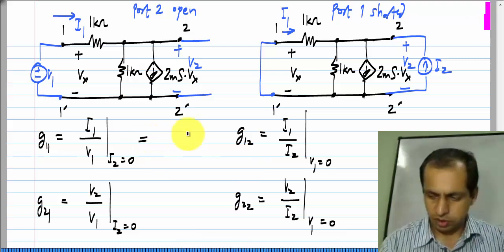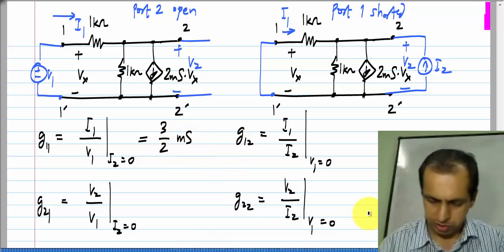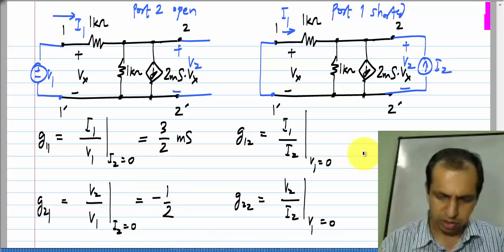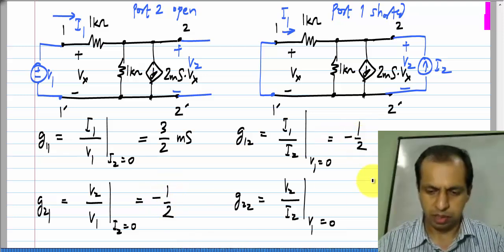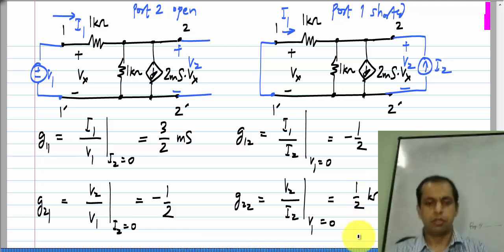So for this circuit, this turns out to be 3 by 2 millisiemens, and this is minus half, and half a kilo ohm. Okay. So these are the G parameters of this circuit. Please calculate this by yourself, as I said, from scratch, and also verify that this is the inverse of the H matrix you calculated earlier. Okay.